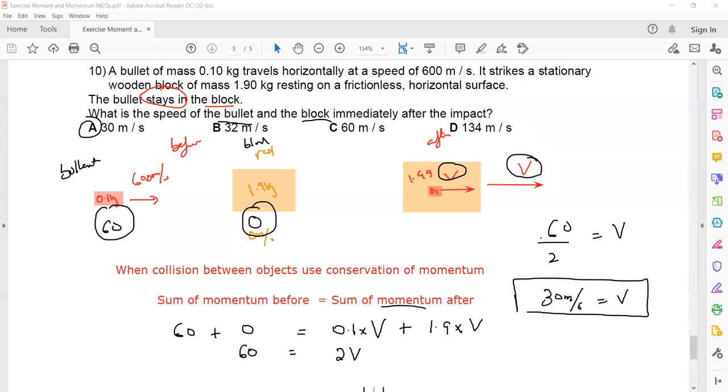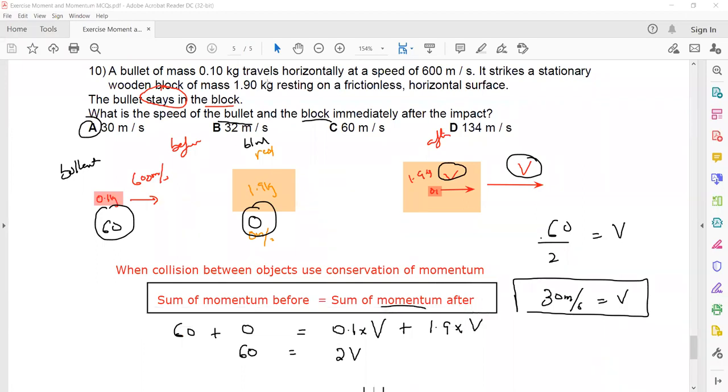Whenever two objects are colliding with each other, you have to use the concept of conservation of momentum. And what is a conservation of momentum? This is the law of conservation of momentum, that the total momentum before the collision is equal to the total momentum after the collision. So when we work out the momentum of bullet before the collision and the block, that should be equal to momentum after the collision.